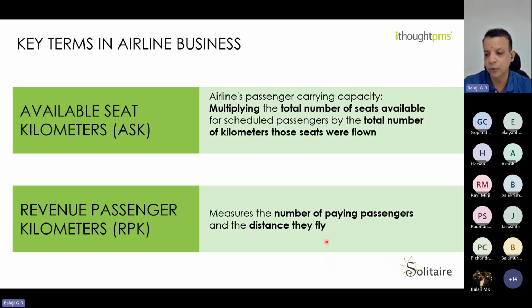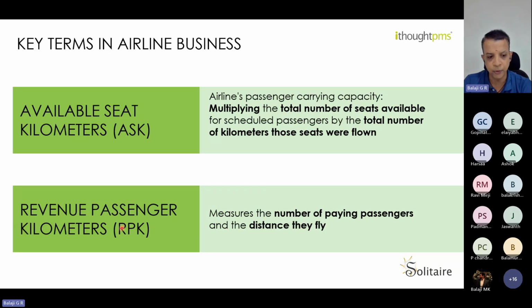Before getting into the Indigo story, it's very important for us to understand certain key terms in the airline business. There are four important terms which we should be very familiar with. To understand how a company is operating on the operational parameters, the first is ASK, available seat kilometers. Basically, you multiply the total number of seats available and the total number of kilometers those seats were flown. It tells you the capacity of the airline, typically like how in a manufacturing plant we see the capacity. In the airline industry, ASK will reflect the capacity of the airline.